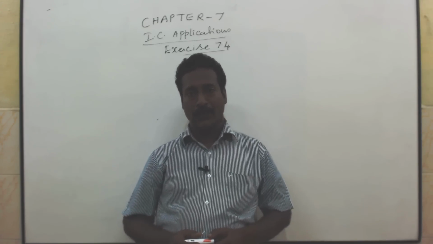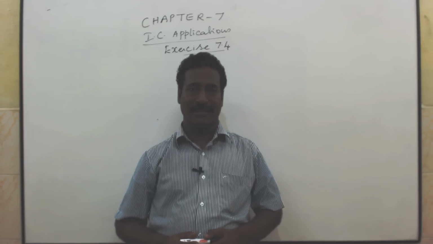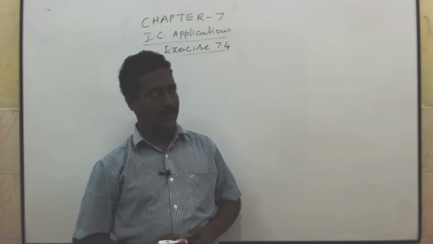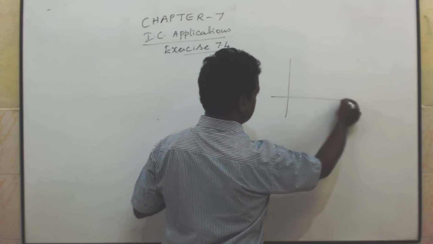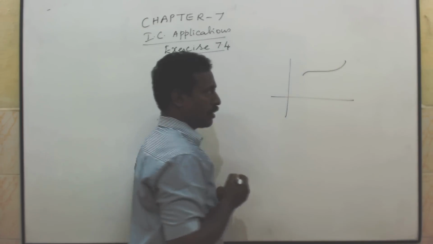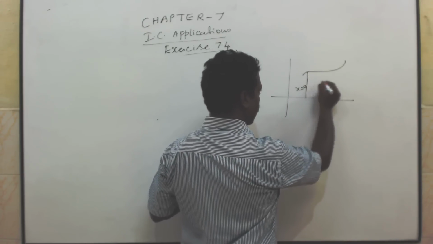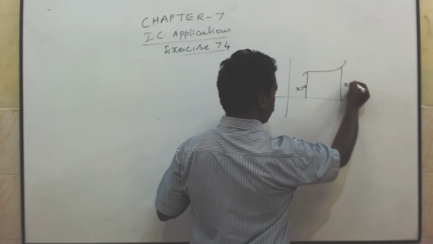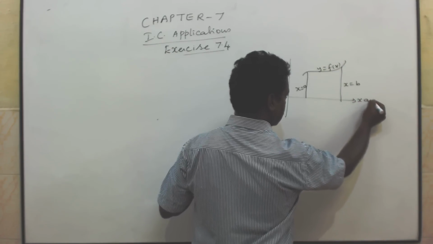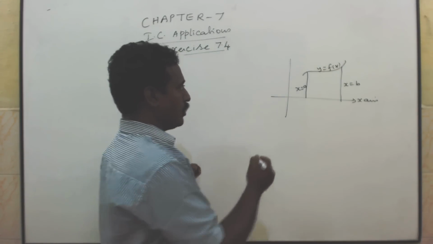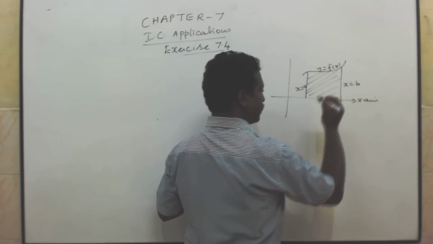We have to compute area, volume, surface area, arc length. Today, I'll discuss about the area. In area, first I'll consider the curve y equal to f of x, the two ordinates x is equal to a and x is equal to b. This is y equal to f of x, and the x-axis. You have to find out the area between the curve and the x-axis.